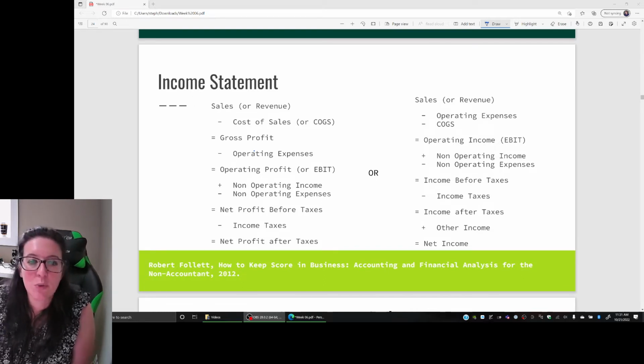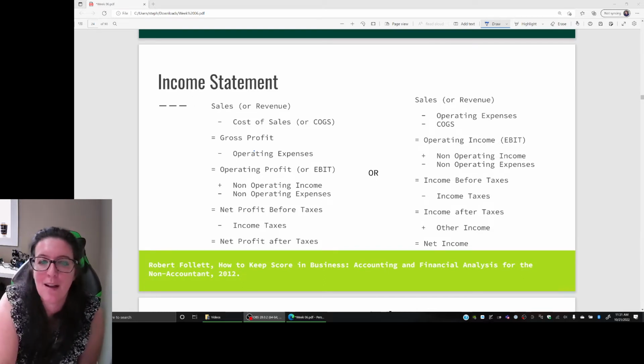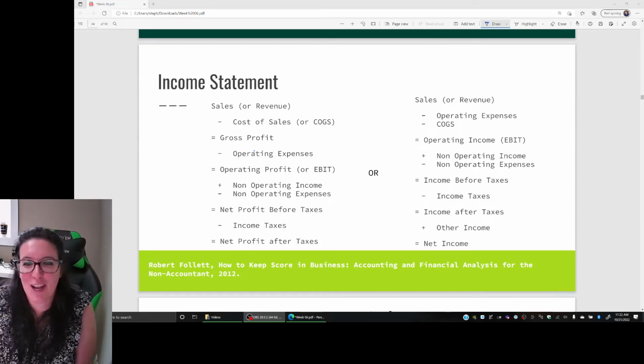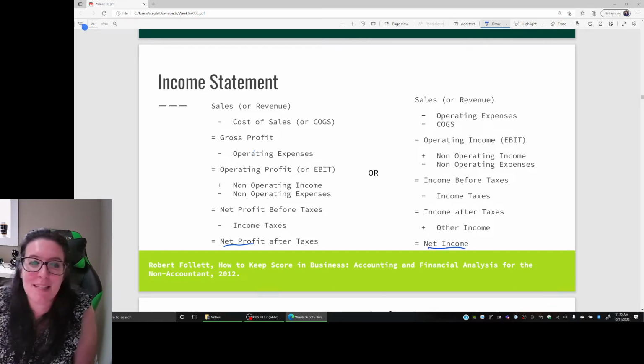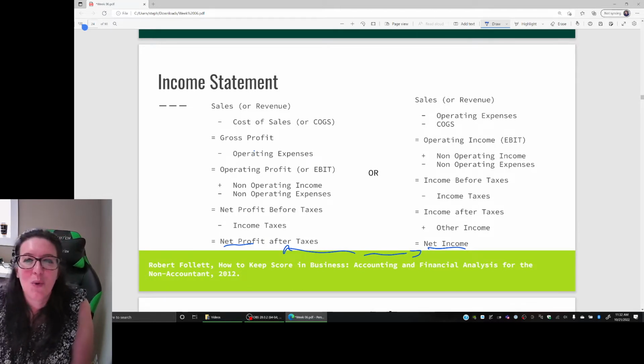Now, it's important to recognize that in accounting, some words are used interchangeably. So when we talk about net profit, you might instead see the term net income. The term net income and the term net profit are the same thing. So when we look at our income statement, it may be worded slightly differently than what you see on the left. Instead, you might see what's on the right.